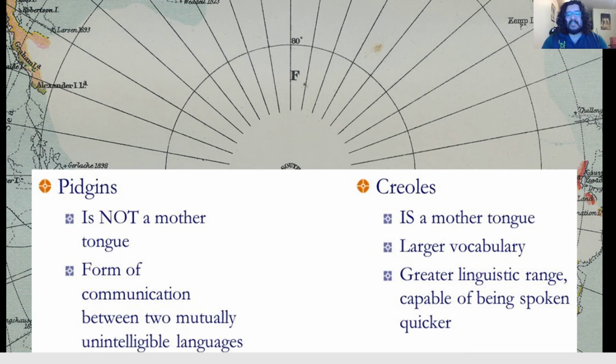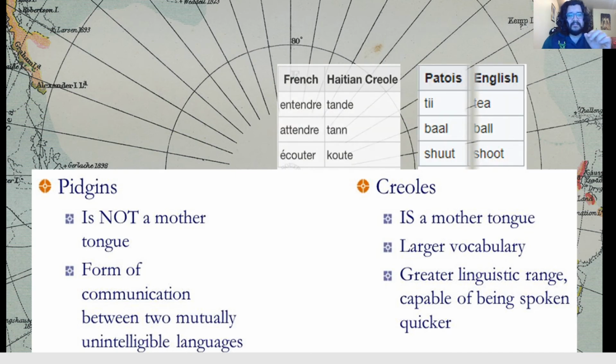That Pidgin language that develops may eventually develop into a Creole, where it develops its own grammar and its own vocabulary, based on the two or more languages that were being used to communicate previously. And eventually, it does get its own native speakers because it is a full-fledged language. If we look at commonalities between different Creoles, we have French and Haitian Creole here, and then we have Patois and English here. Patois being an English Creole, Haitian Creole being a French Creole, and we can see the similarities that are discovered.